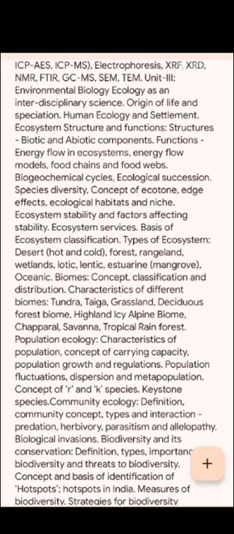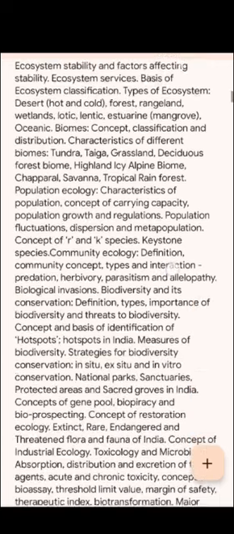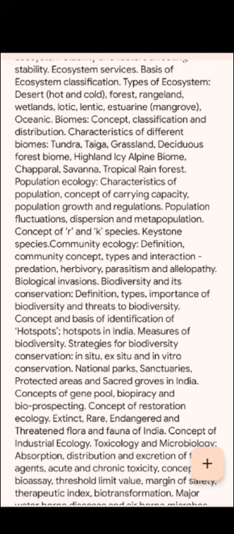Biogeochemical cycles, ecological succession. Species diversity. Concept of ecotone, edge effects, ecological habitats and niche. Ecosystem stability and factors affecting stability. Ecosystem services. Basis of ecosystem classification. Types of ecosystem: desert, hot and cold, forest, rangeland, wetlands, lotic, lentic, estuarine, mangrove, oceanic.